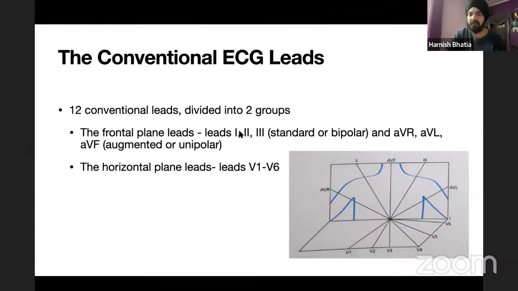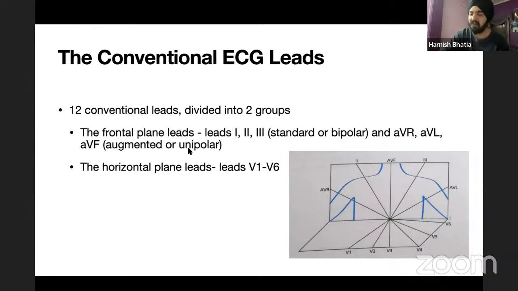So standard and augmented. Standard is something where, when the lead records something, it directly presents it. That is a standard lead. Sometimes the leads are placed far away from the electrical activity, like the heart in this case. As far away from the electrical activity as you go, the amount of signal you receive becomes smaller and smaller. So when the leads are placed far away, the signal recorded will be really small. In that case, the electrocardiographic machine will augment that signal, make it big and show it to you. Those leads are called augmented leads.